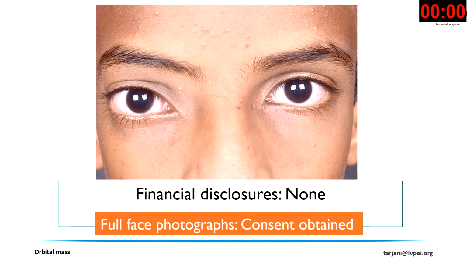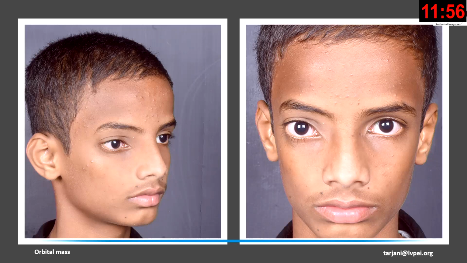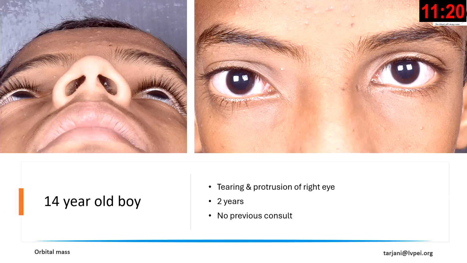Right, so I'll get started without much ado. I have informed consent for full face photos, and this is the patient that I'm going to discuss today. He's a young boy, about 14 years of age, who has never taken any ophthalmology opinion before this. He complains of a 2-year history of protrusion of the right eye. He had no visual symptoms, and the ocular examination was essentially normal, excepting the globe dystopia that you can see, and a very anteriorly placed medial canthal tendon.